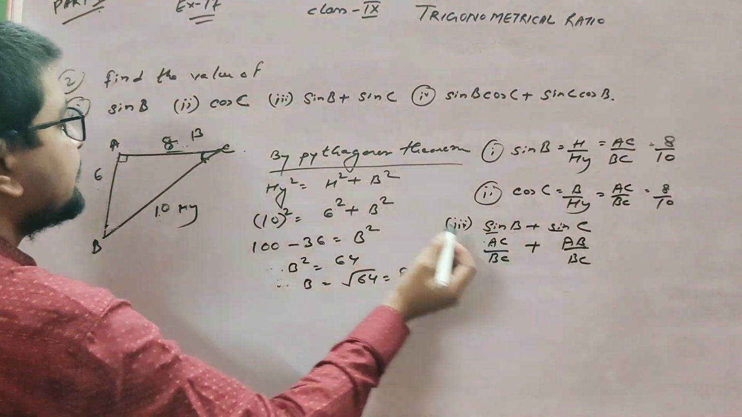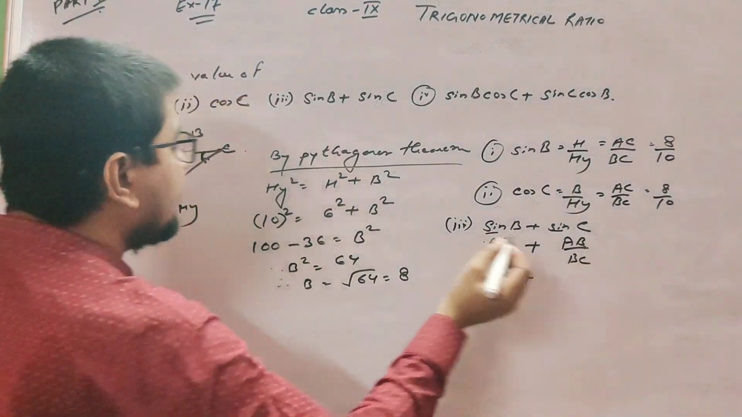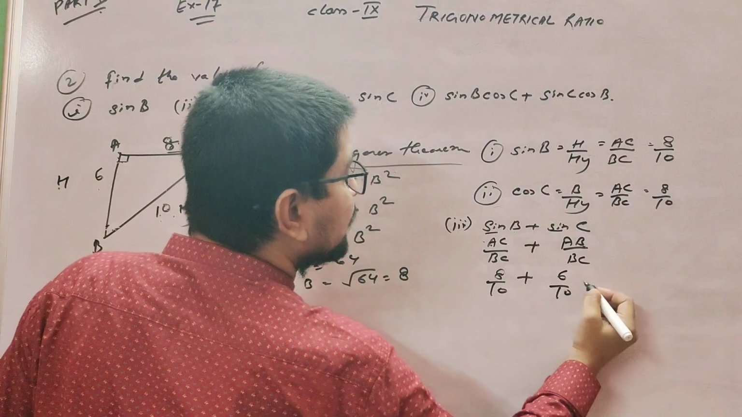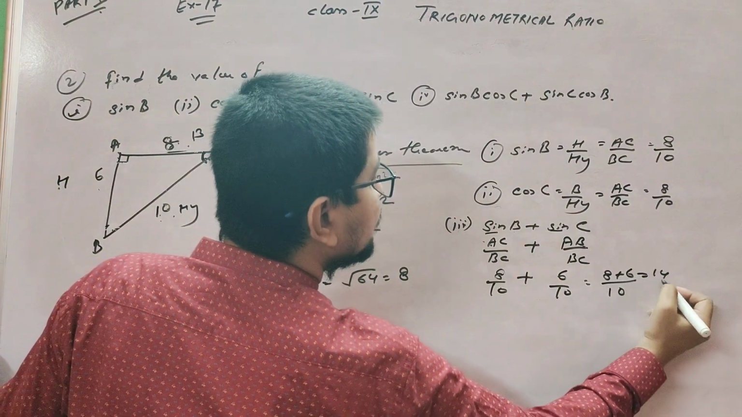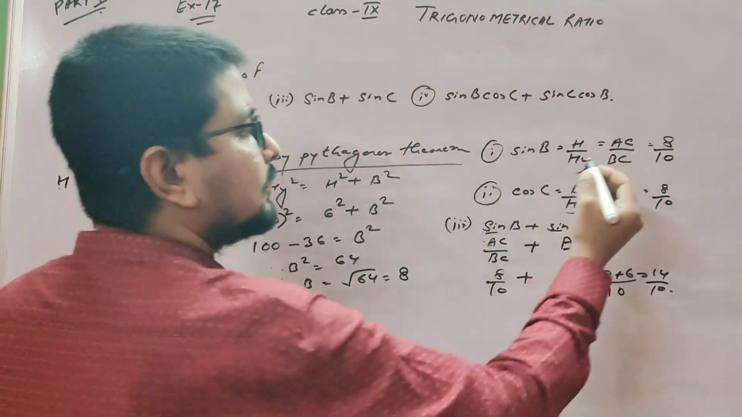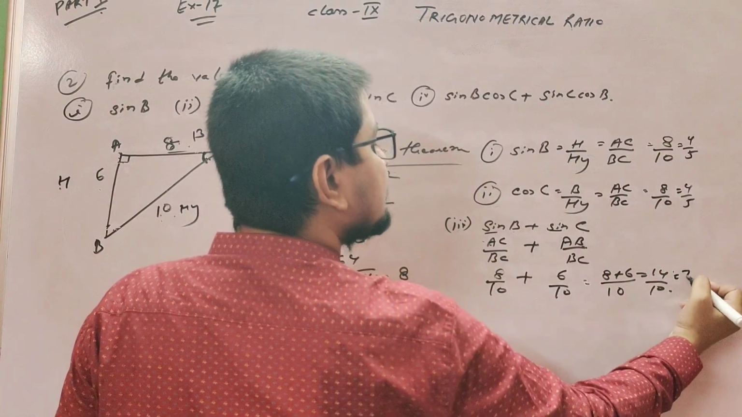Okay, so AC by BC, AC is 8 by 10, and AB is 6 and BC is 10, that is 6 by 10. So for this question the answer is 8 plus 6, that is 14 by 10. If you want to reduce the terms, you cut it down, that is 4 by 5 and 4 by 5, and here it is 7 by 5.